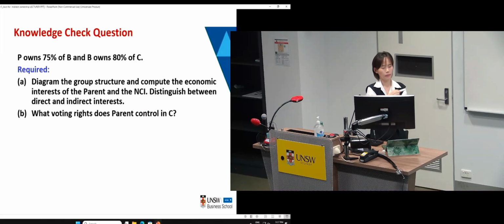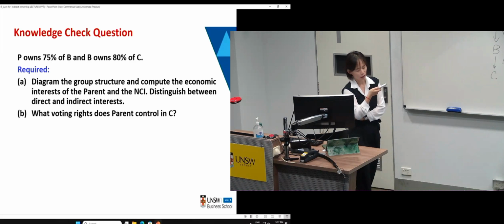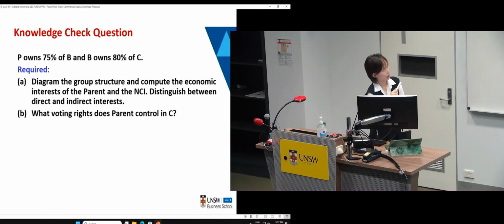All right, okay, let's do this together. Parent's interest in B Limited is 75%, right? That is given in the question, and that is direct interest. Now I would like to know, what about parent's interest in the grandchild company, C Limited? Bess, can you tell me what is the parent's interest in C Limited?